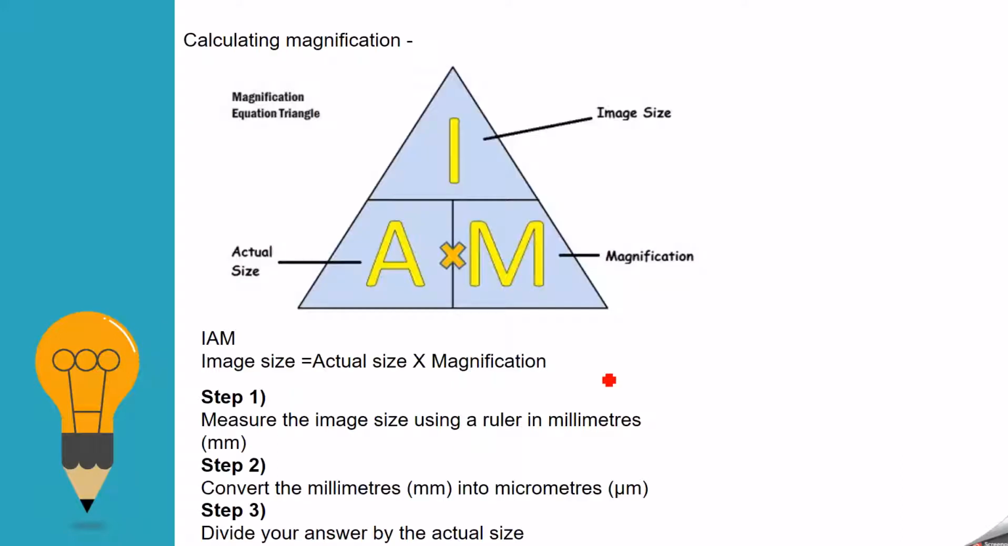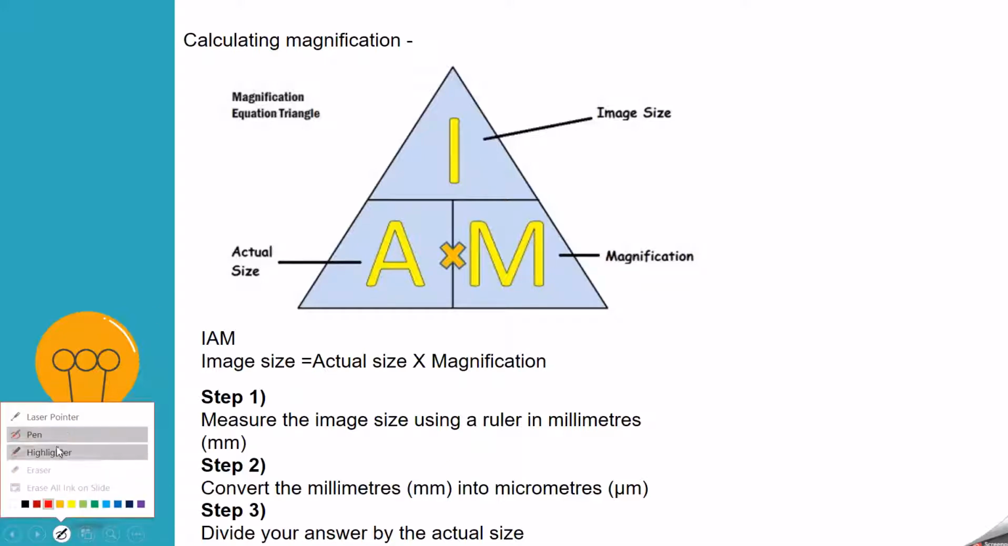Looking at how to calculate magnification, this is the equation triangle for magnification. I'm sure you've used this during your school period. To work out image size, which is I for image, A for actual size, M for magnification, I just put my finger over I, and I'm left with A and M, so I just multiply them. Image size equals actual size multiplied by magnification.